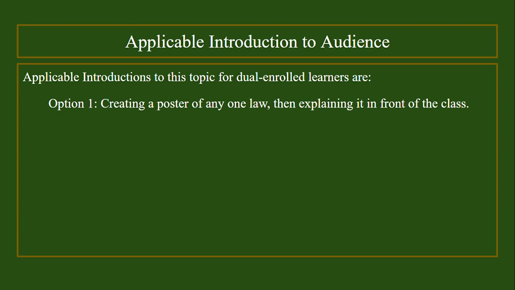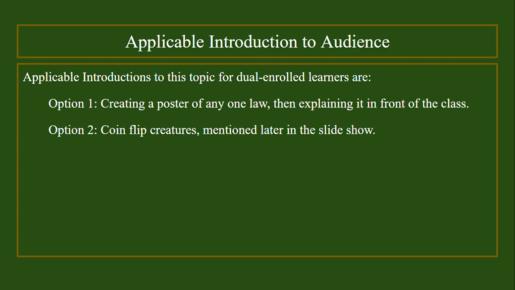By doing this, not only are we unlocking the creativity of students, but also we are making them learn. Super fun stuff. The second option, and one of my other favorites, are coin flip creatures. I mention this later in the slideshow. This is a great way to introduce the law of independent assortment. That is the law that alleles are inherited independently from each parent, right? Completely at random.